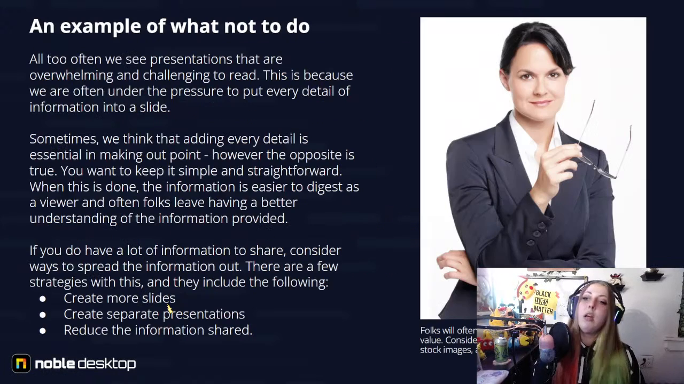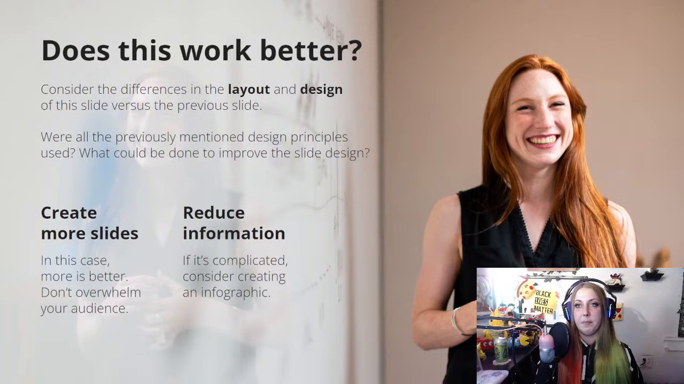All right, so let's take a look at what this could be. Okay, so again, this is the example of what not to do. We talked about the lack of hierarchy. We talked about the lack of negative space. We definitely talked about the fact that there's way too much information on this slide. We talked about the stock photo being too generic and not useful in telling the story. Okay, and those are the main things that we're seeing here with this slide. So let's take a look at what it could be instead.